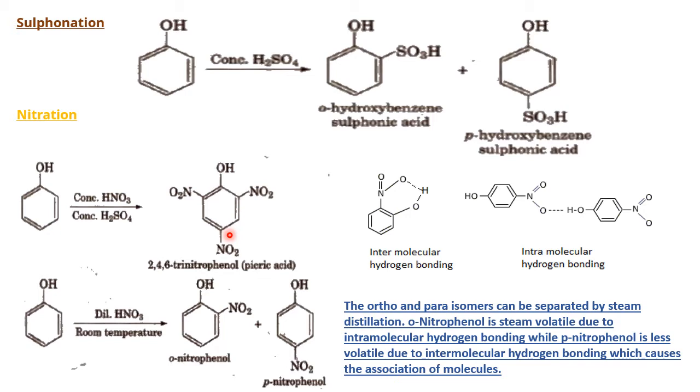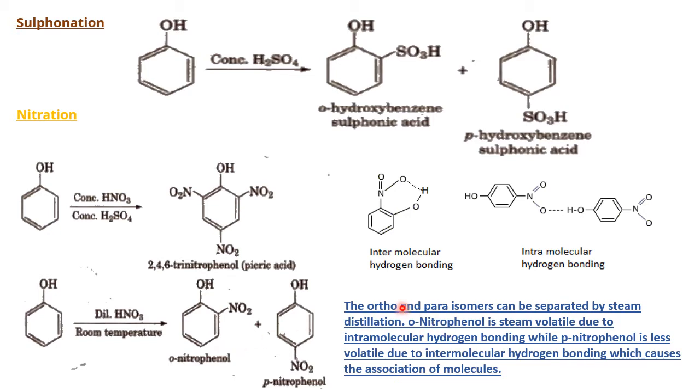Now, after getting 2,4,6 trinitrophenol, here is one important property from the knowledge point of view, from the exam point of view. Though we get ortho nitrophenol and para nitrophenol, the separation is very easy. In most of the cases we get an ortho and para mixture. So I told you, depending upon the property, depending upon the condition, we follow separation techniques. But here, to understand how they separate, we have taken an example of how ortho nitrophenol and para nitrophenol are separated from the reaction mixture.